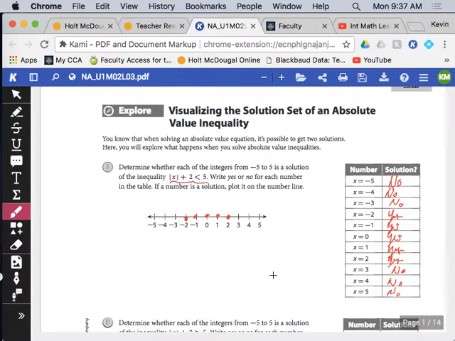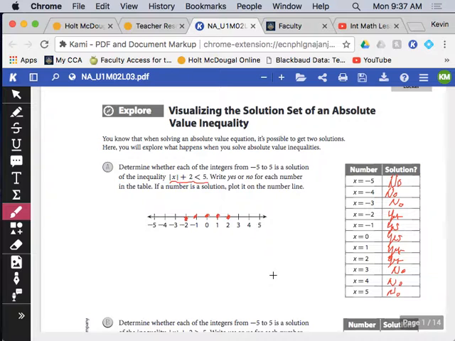So let me ask you something. Would 2.9 be a part of this solution? What's 2.9 plus 2? 4.9. Is 4.9 less than 5? Yeah. What about 2.999? Would that be part of the solution? Yeah. What about 2.99999? Would that be part of the solution? Yeah. So everything up to 3, but not including 3, is part of a solution.